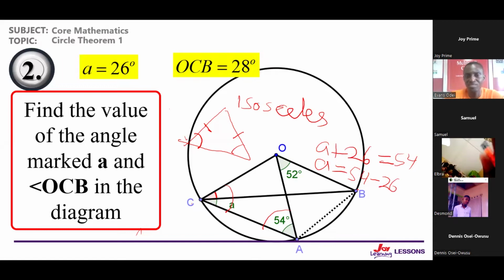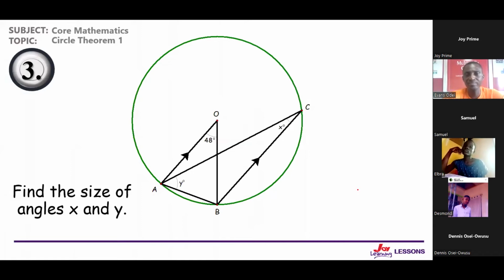There's another question here. We have angles marked Y and X. Can we solve this? If you are ready, just raise your hand and then give us your answer.